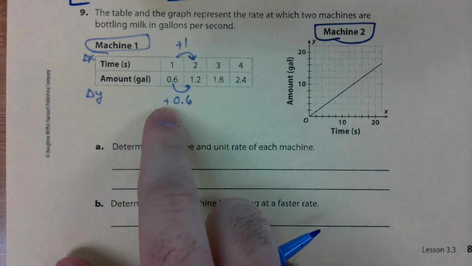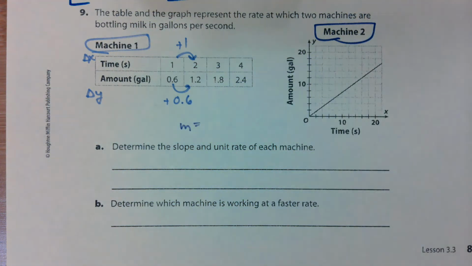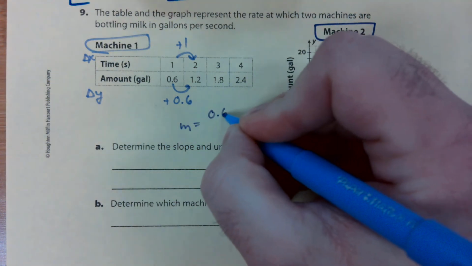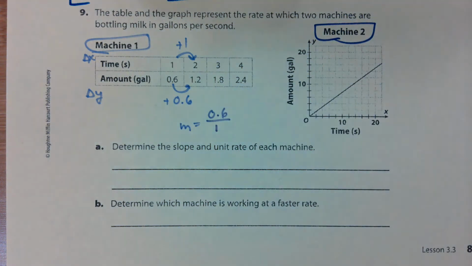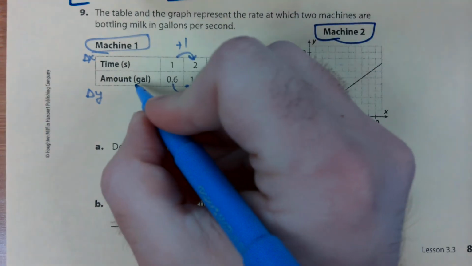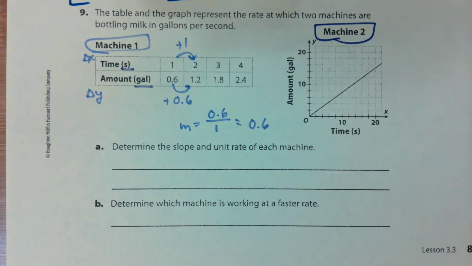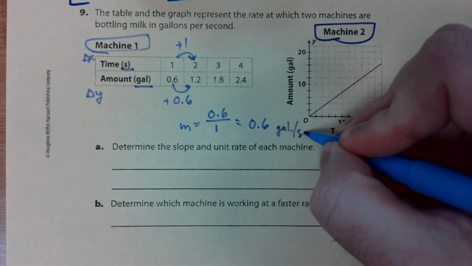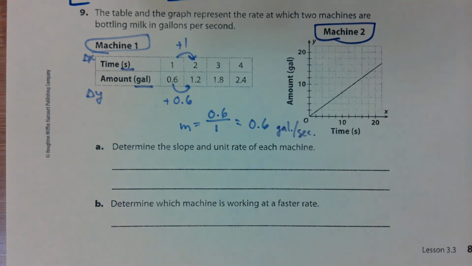So for this first machine, our slope is equal to the change in y over the change in x. 0.6 over 1. What does that simplify to? 0.6, right? Gallons per hour. And that's right. The units that we need on 0.6 are going to be gallons, not per hour, per second. Oh, how did I get that? 0.6 gallons every single second.